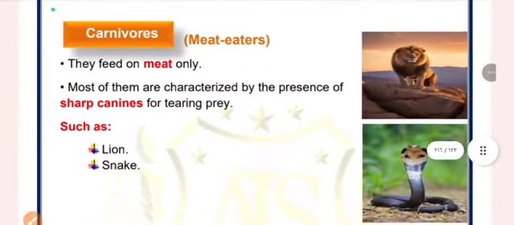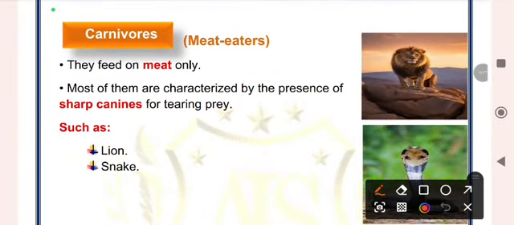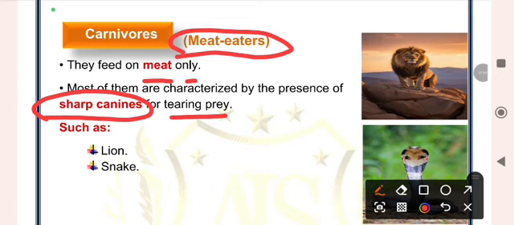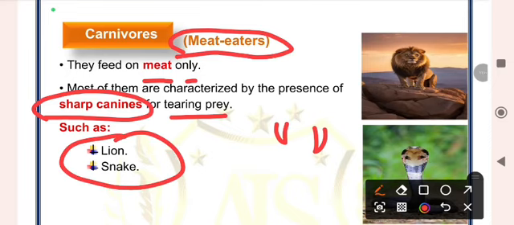Let's talk about carnivores. Carnivores, we call them meat eaters. They feed on meat only. Their teeth are sharp canines for tearing a prey. They have canines in their mouth, like this. Canines enable them to tear the prey, to eat the prey, like lion or snake. They are carnivores, okay?